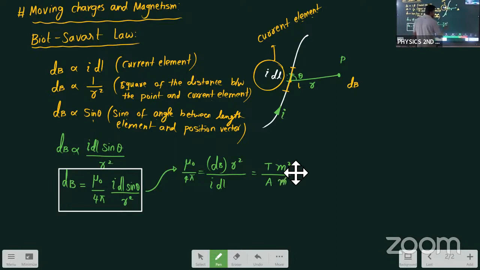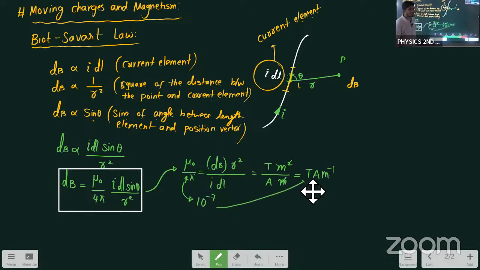So this meter and square will get cancelled. So what will be the unit for mu naught by 4 pi? It will become Tesla meter per ampere, and its numerical value is equals to 10 power minus 7. This is the unit. I hope you understood this thing.